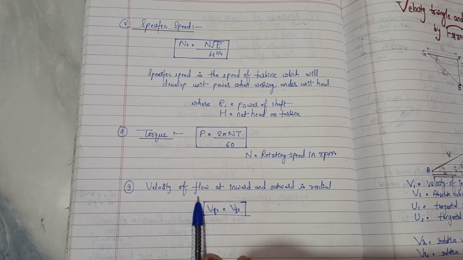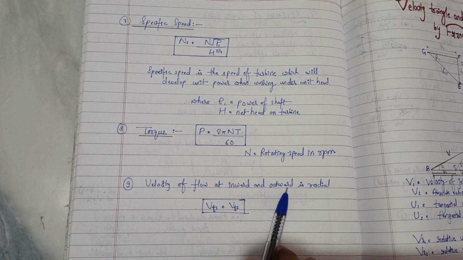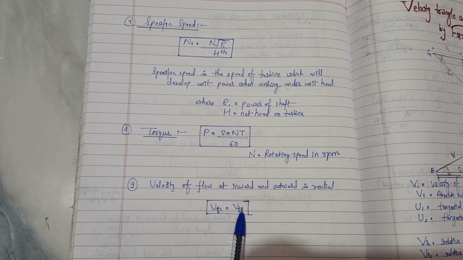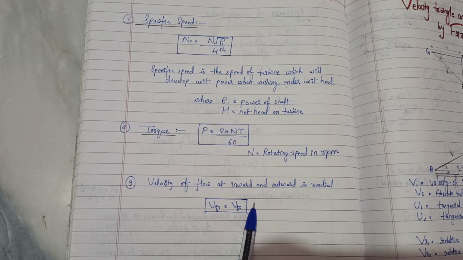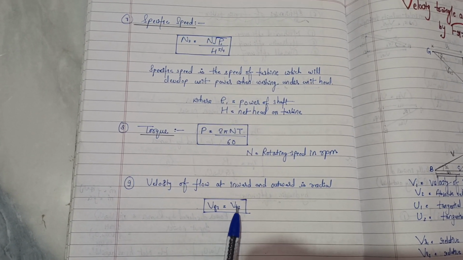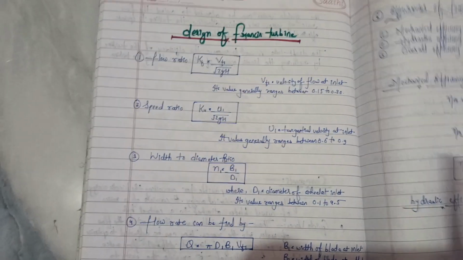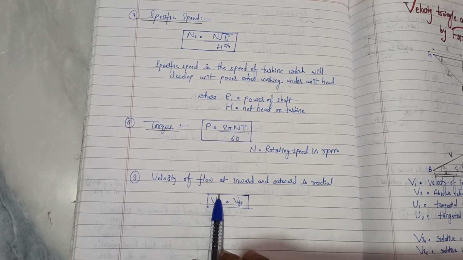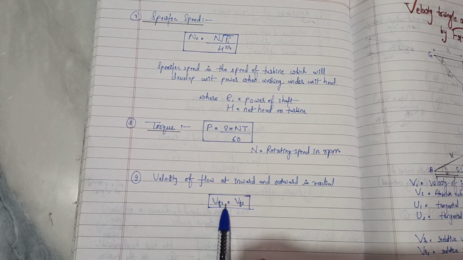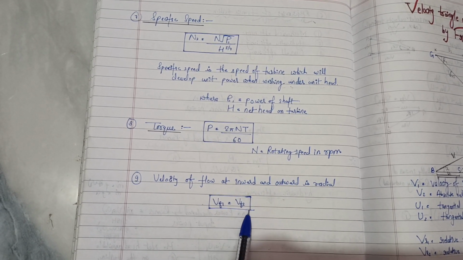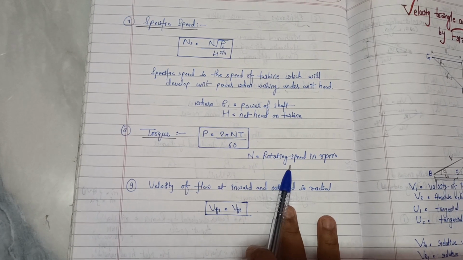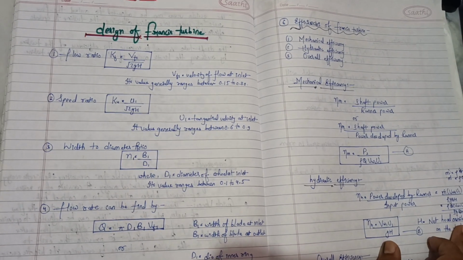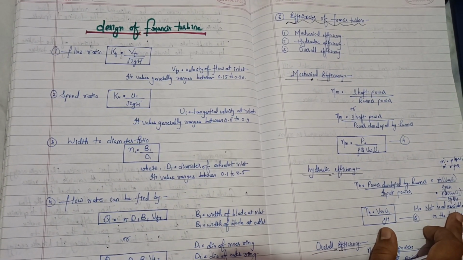Next we will see one last important point: velocity of flow at inlet and outlet is radial, so Vf1 is equal to Vf2. If in the question Vf2 is given to you, then you don't need to find Vf1 separately. You can use the value of Vf2 as Vf1 to find the flow rate. Generally there are some tricks in the question, where in place of Vf1 they will give you Vf2. So when you know all these terms, you will not get confused and you can solve the question easily. These are the important terms required to solve the numerical questions of Francis turbine.